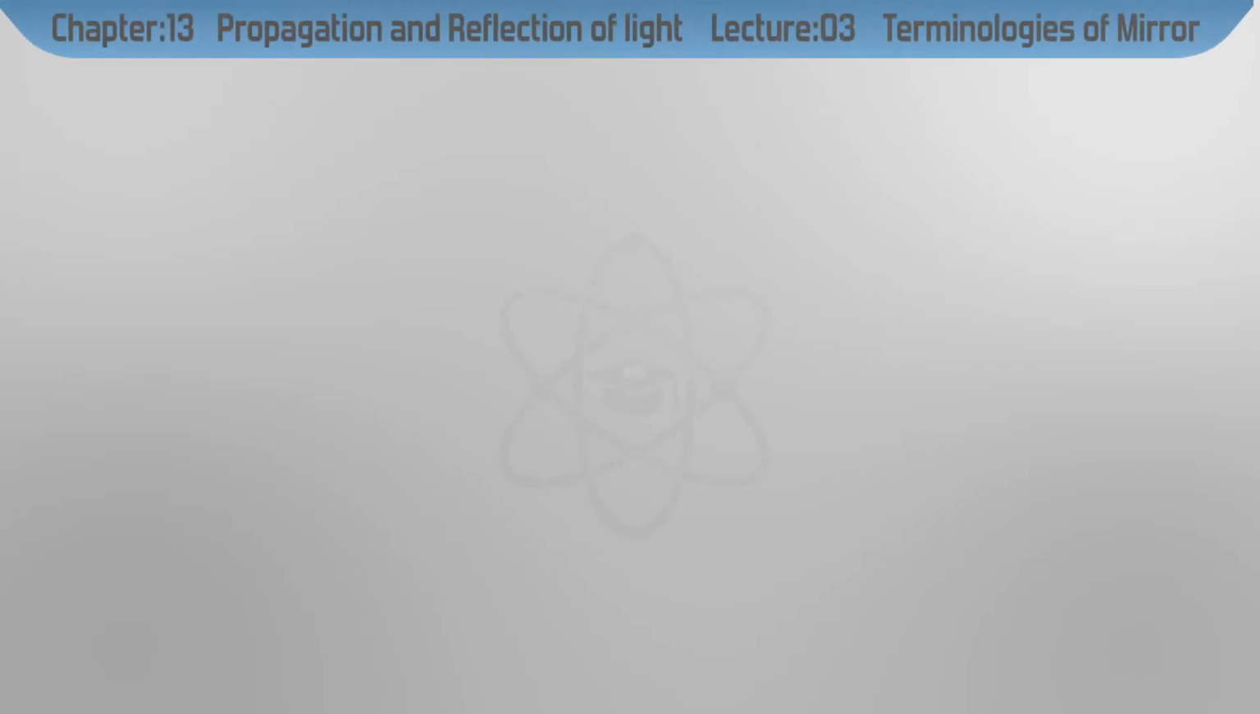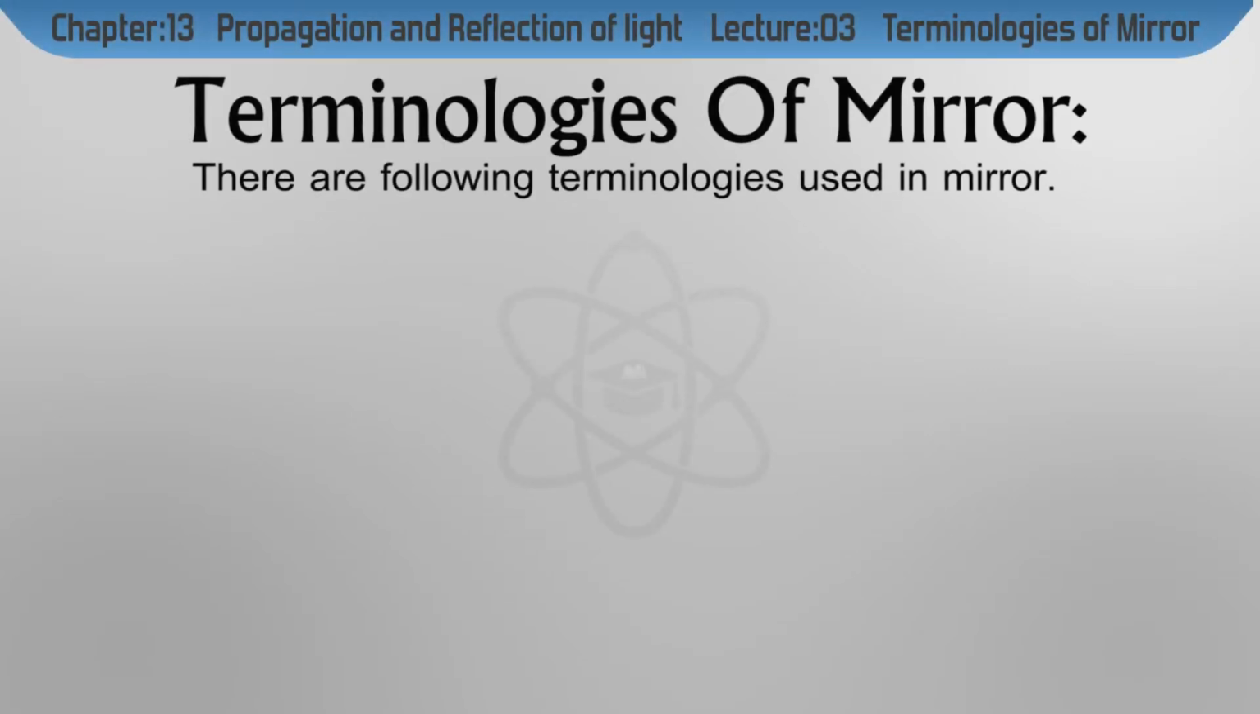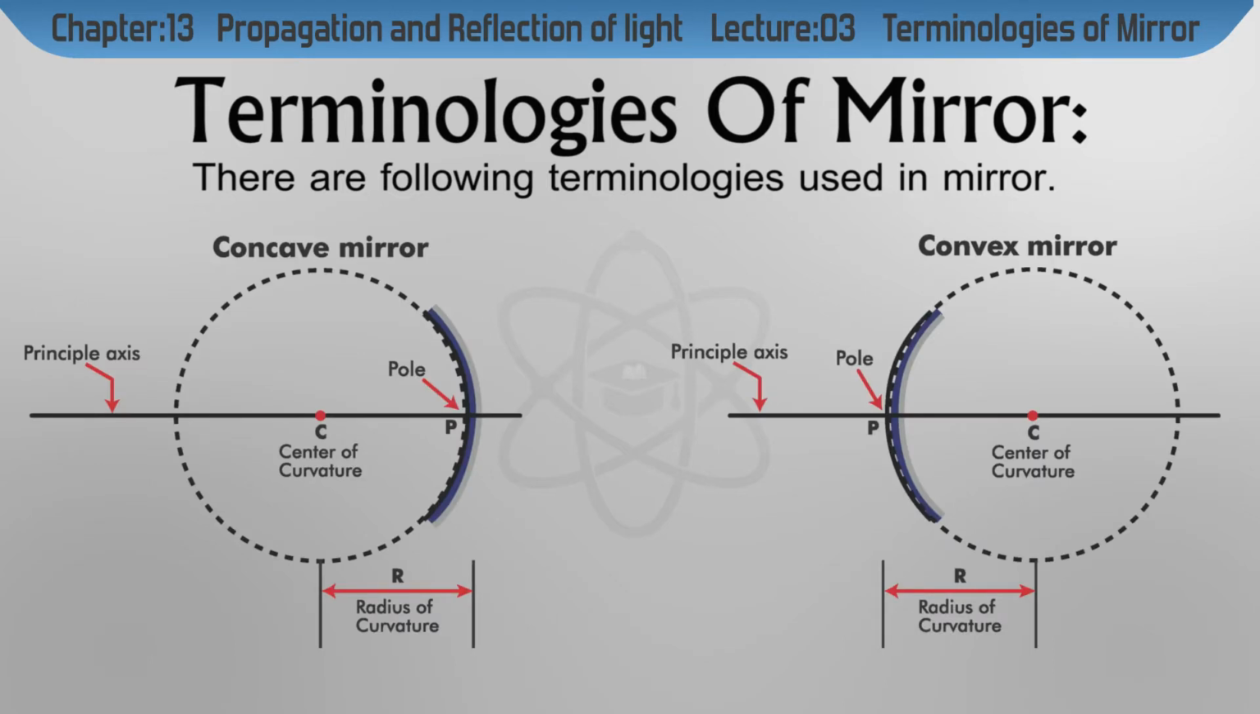Okay, dear student, we are studying chapter 13 of physics, reflection and propagation of light. Now our topic is terminologies of mirror. There are the following terminologies used in mirror. Terminologies mean the words or terms which are used in mirrors. So those are named as terminologies of mirror.